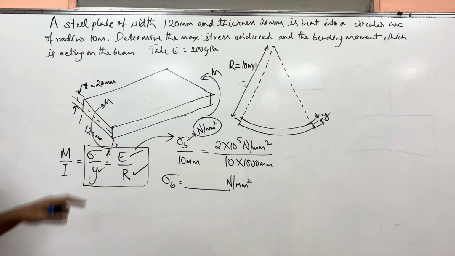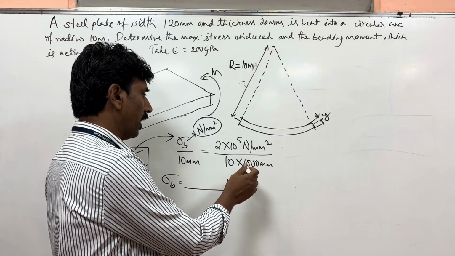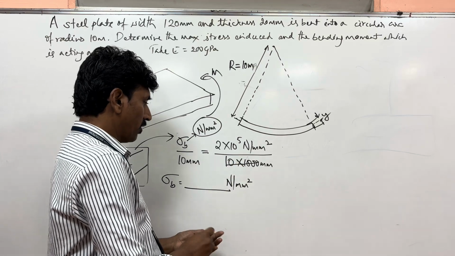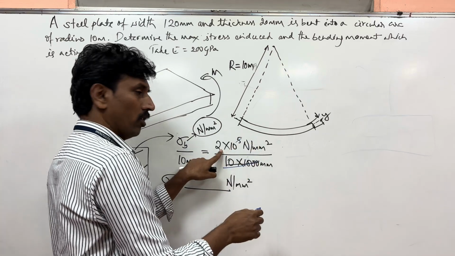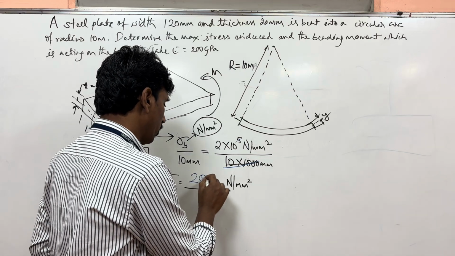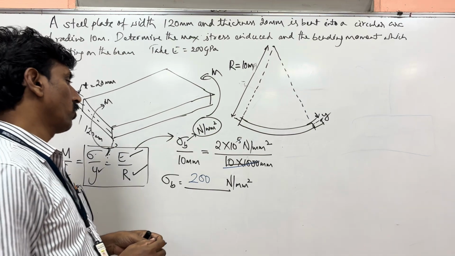Okay. So find out this sigma b. Guys, what is the value of sigma b here? Please check again. Here 10 to the power of 5, this is 10 to the power of 4, cancels. 200. So this is actually cancelling with this. So it is 200. So you got it as 200 Newton per mm square. So sigma b, you got it as 200 Newton per mm square.